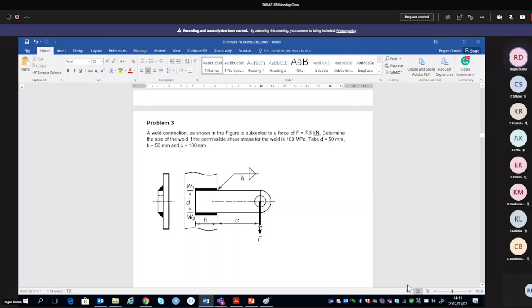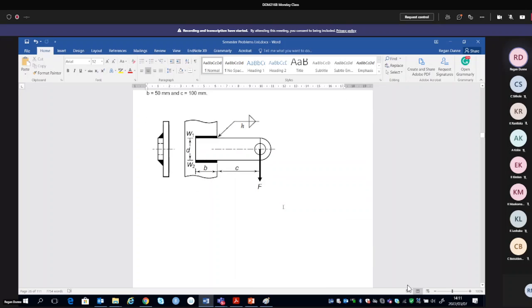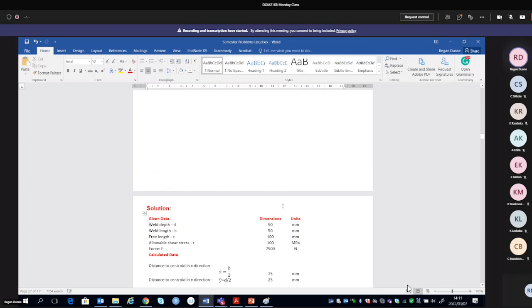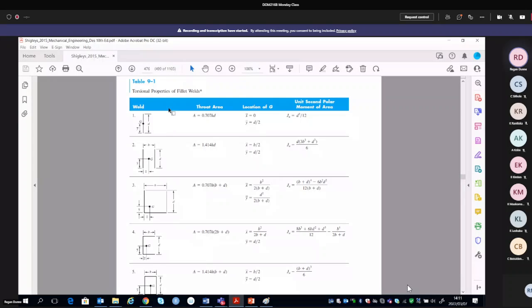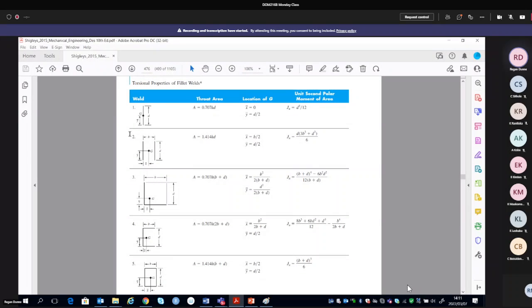We also have an offset or eccentric force, which is at a distance from the centroid, causing a rotation about the centroid. So this is a torsional problem. Let's have a look at the solution. Firstly, we're going to go to table 9-1. It has two welds, so we'll use the equations here from point 2 and apply them to the problem.